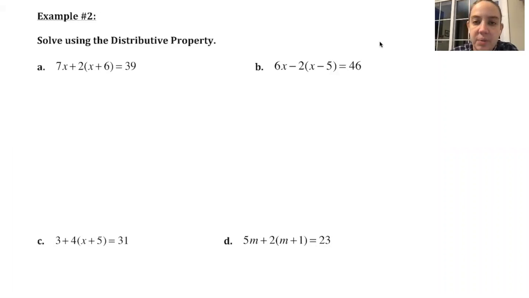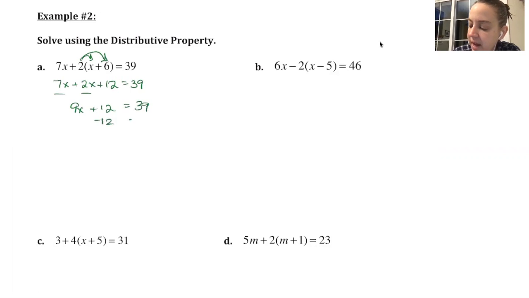For these examples, we're going to do the distributive property. So this was the last lesson. Remember, if this 2 is in front of the parentheses, we distribute it through. So 7x plus 2x plus 12 is equal to 39. 7x plus 2x is 9x plus 12 is equal to 39.